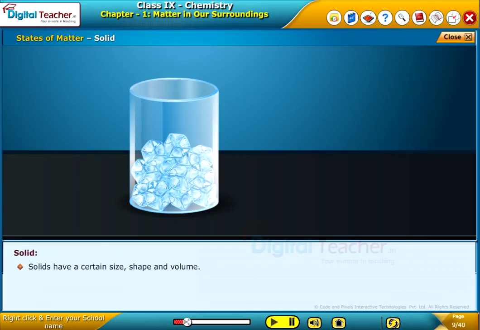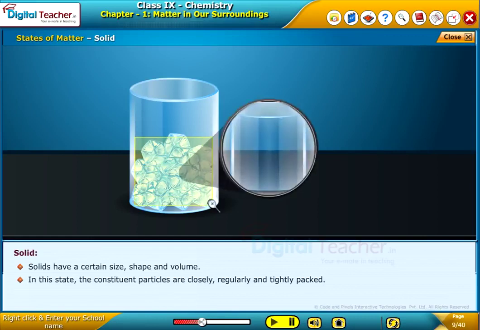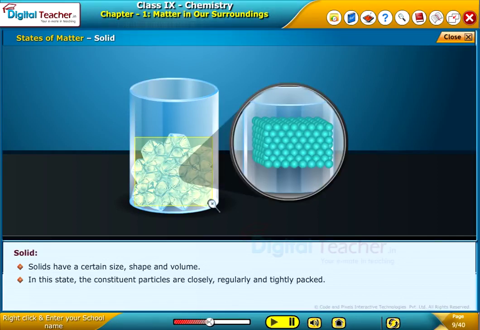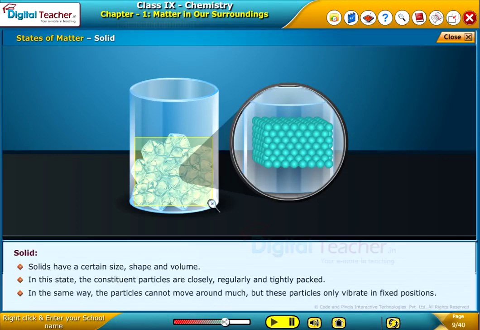Solids have a certain size, shape, and volume. In this state, the constituent particles are closely, regularly, and tightly packed. The particles cannot move around much, but only vibrate in fixed positions.